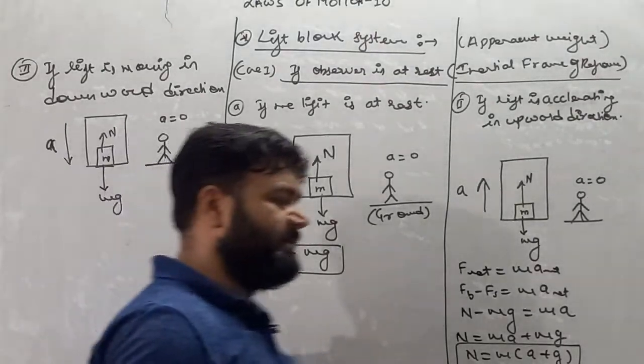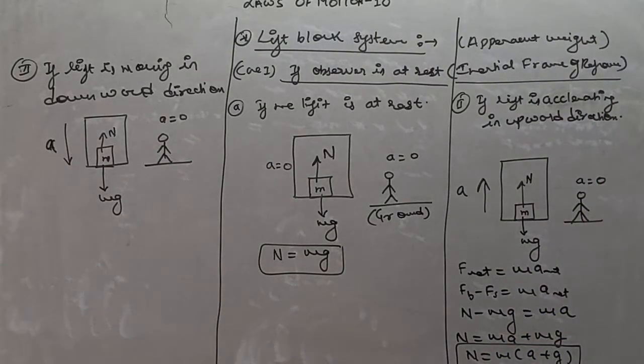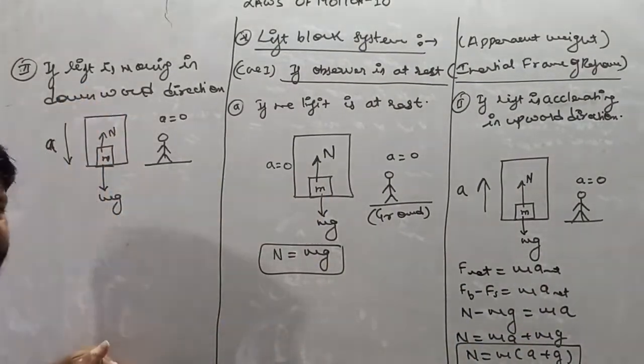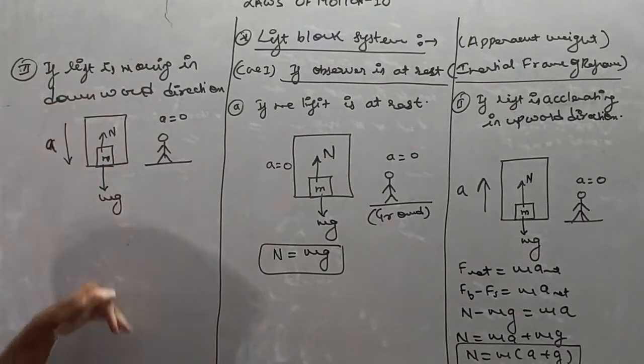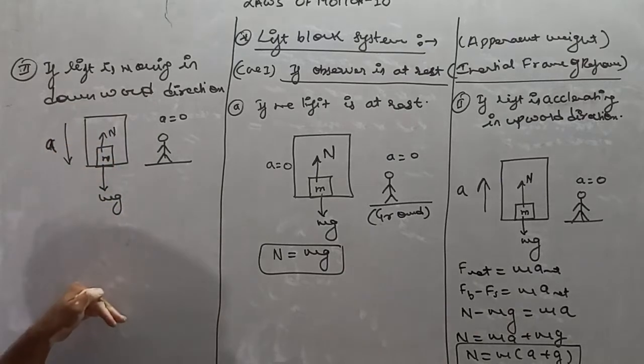Now see, my dear student, if the lift is moving down, then the observer says okay, the lift is moving down. And it is obvious that the block which is placed inside the lift is also seen to be moving down. If the lift is moving down, the block which is placed on the floor of the lift is also seen to be moving down.